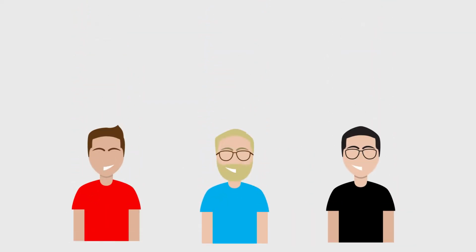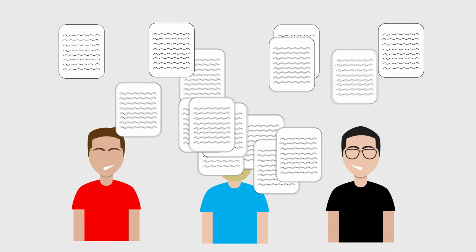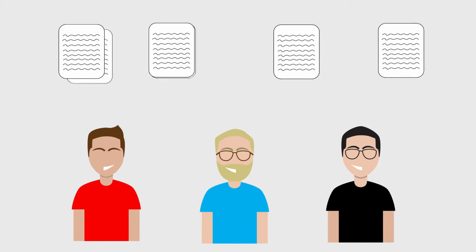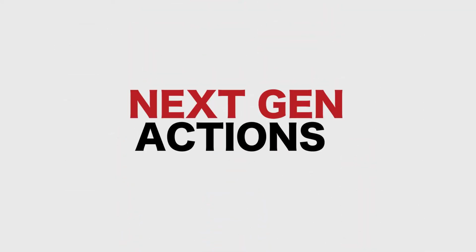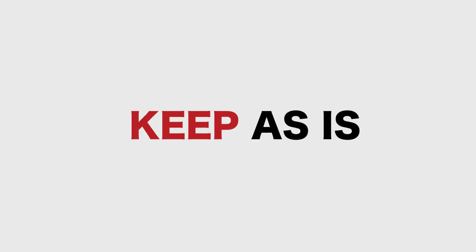Our team will conduct an audit of all the current content in the system. We will prepare an inventory of the current system with next generation actions associated with each page of content. These next gen actions would be keep as is, improve, remove, or consolidate. This will give us a clear direction of how to handle existing content when we migrate to the new platform.